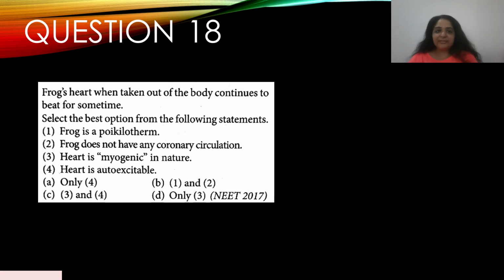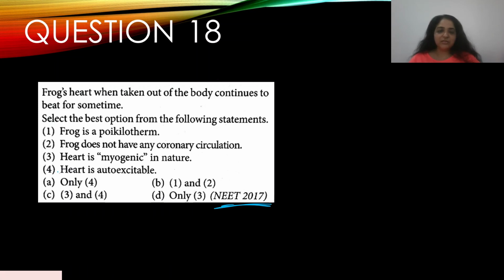Alright, question number 18. Frog's heart, when taken out of the body, continues to beat for some time. This appeared in NEET 2017. Select the best option from the following statements. One, frog is a poikilotherm. Two, frog does not have any coronary circulation. Three, heart is myogenic in nature. And four, heart is auto-excitable.